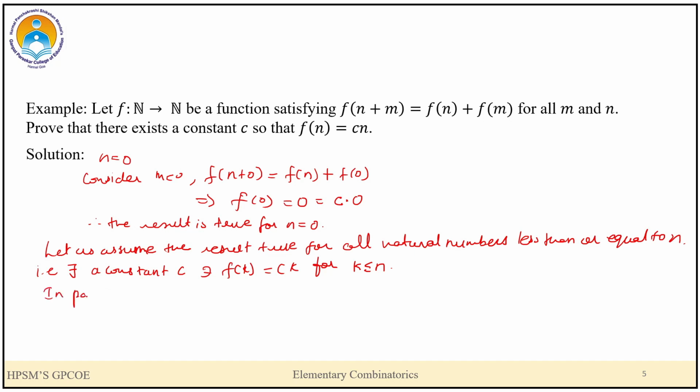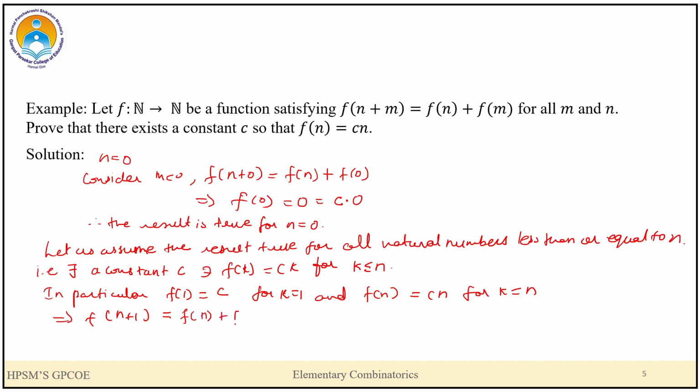Now in particular, f of 1 is nothing but c times 1, which is c. So for k equal to 1, which is less than or equal to n, f of 1 is nothing but c. And since the result is true for the value n, f of n is equal to c times n. Here we are substituting k equal to n. This implies f of n plus 1 is, in place of m we put 1, f of n plus f of 1, which is equal to, let us substitute f of n as c times n plus f of 1 as c. Now take c out, it will be c times n plus 1.